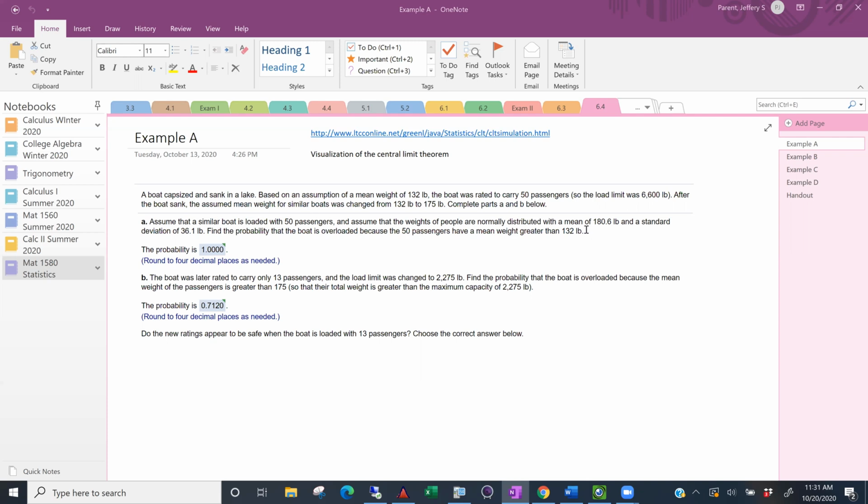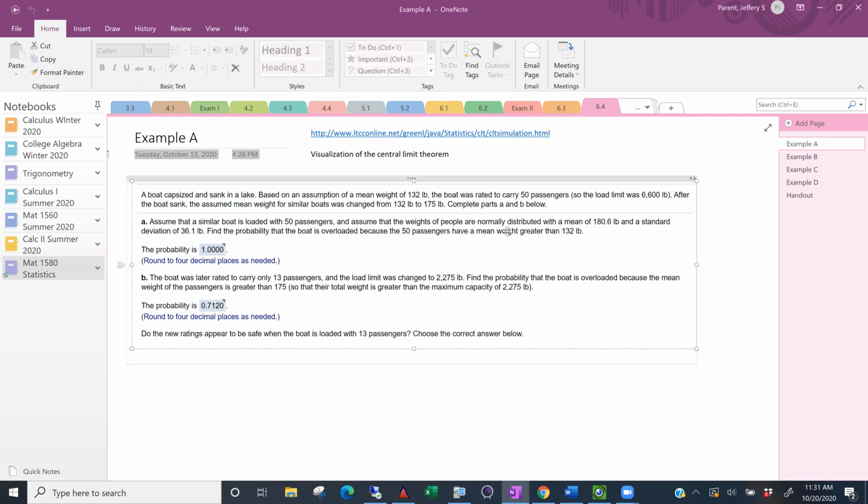So let's look at some probabilities here. What I want to note first is that we're going to assume that weights of people are normally distributed with a mean of 180.6 and a standard deviation of 36.1 pounds. So I'm going to start with that by writing that down. Mean of 180.6 and a standard deviation of 36.1 pounds. So like that.